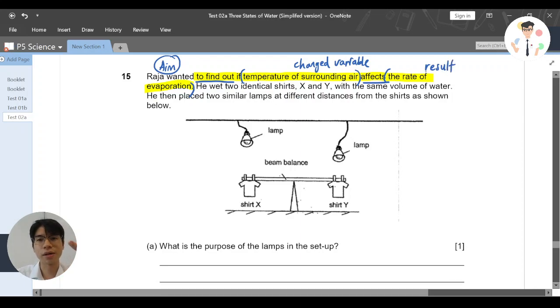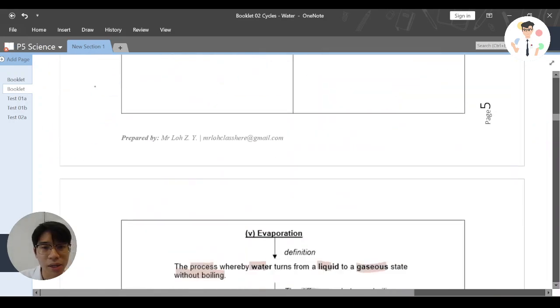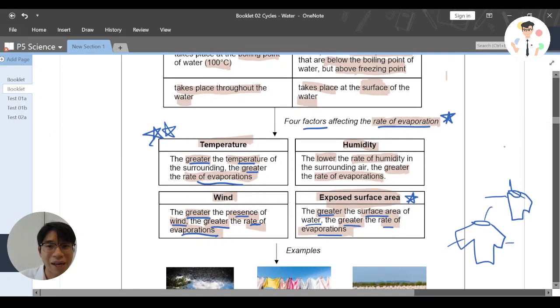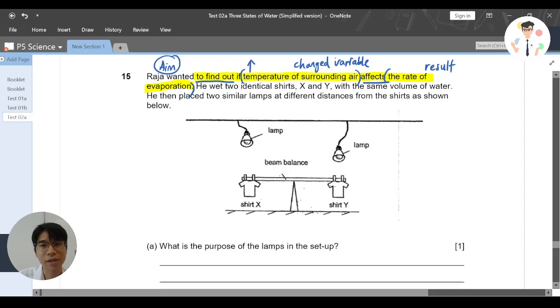And how can I see? By looking at the beam balance. That is how I differentiate. But with that, you should think back to your booklet too. This is evaporation, right? So look at your evaporation part. Do you see the four factors affecting the rate of evaporation? The greater the temperature of the surrounding, the greater the rate of evaporation. So this concept should be in your mind now, okay? The greater the temperature of surrounding, the greater the rate of evaporation. So now let's continue to read the question.